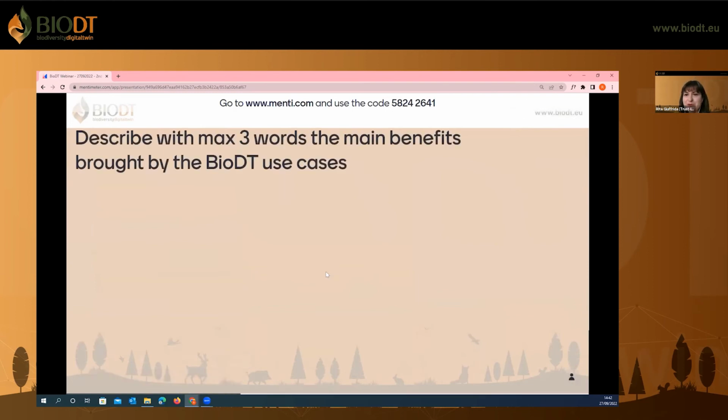Following the presentation that we have done, if you can really summarize with a maximum of two words, you can also use one, what are the main benefits that are brought by the BioDT use cases? And if you could really highlight something from the interesting presentations that we heard so far.